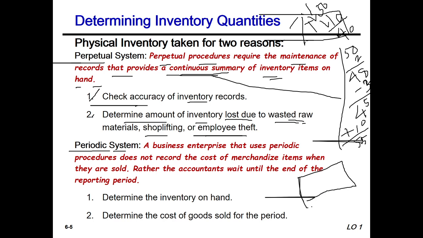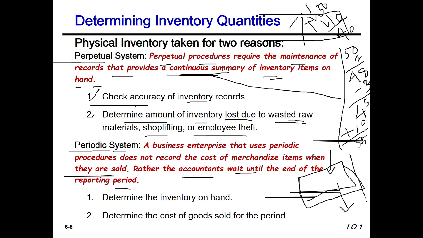Suppose this is a business organization with a lot of goods here. It may be a small organization or a large organization, it doesn't matter, but basically when we sell our goods, we don't record the cost of merchandise items when they are sold. We will not consider these merchandise items when we sell them, but rather the accountants wait until the end of the reporting period.